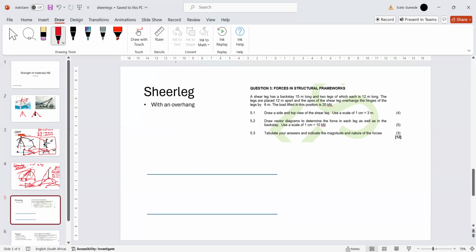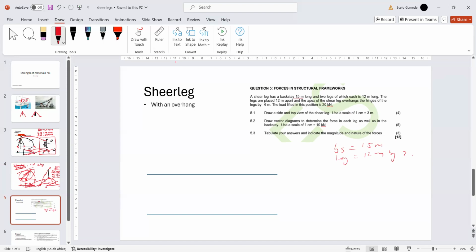So number 1, let's get the data. There's a backstay 15 meters long. So PS backstay 15 meters, and 2 legs 12 meters long. Remember, there are 2 of these legs. Okay, let's say by 2. The legs are placed 12 meters apart. So the legs are 12 meters apart.